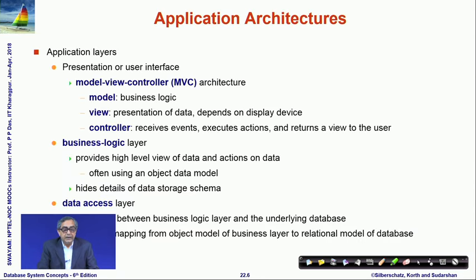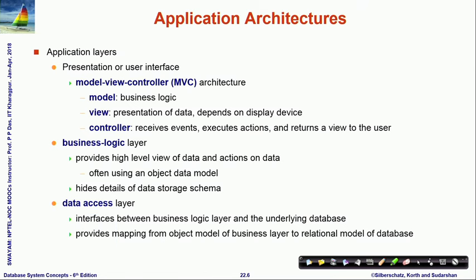In terms of the application architecture, again there are the presentation layer or user interface, the business logic layer and the data access layer: the front end, the middle tier and the back end. Now, in the presentation layer or user interface, it is typical that applications follow what is known as the MVC architecture, the model view controller architecture, where the model is the business logic that is implemented in terms of the front end information. View is the actual presentation of the data, that is HTML, and controller is the one who receives different events, executes actions and so on, and then we will go into the other layers.